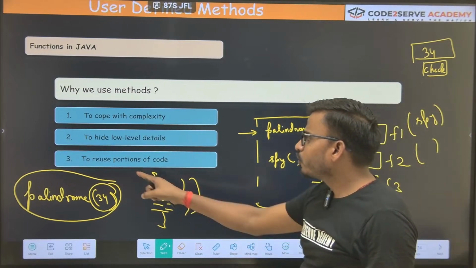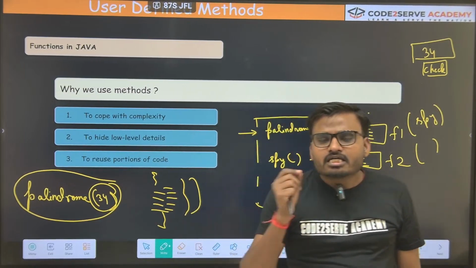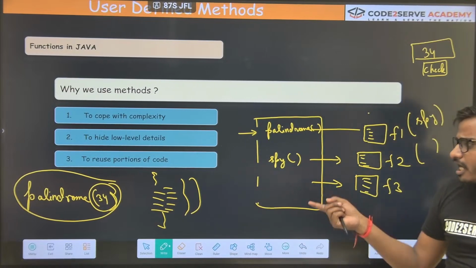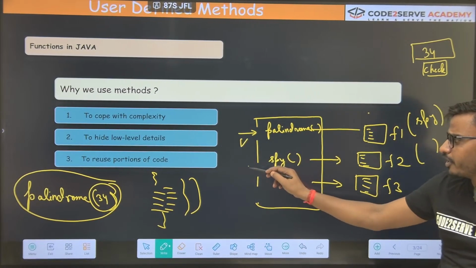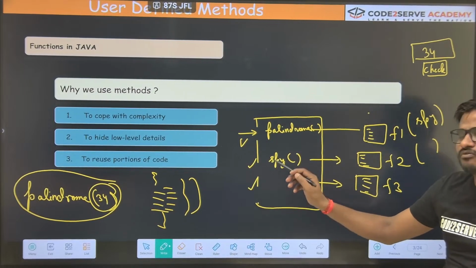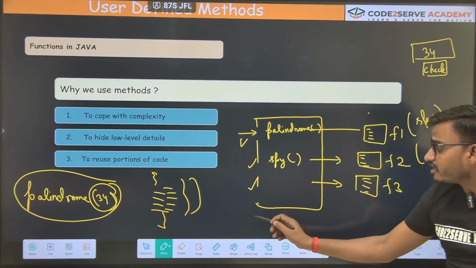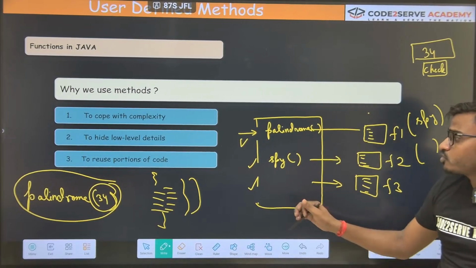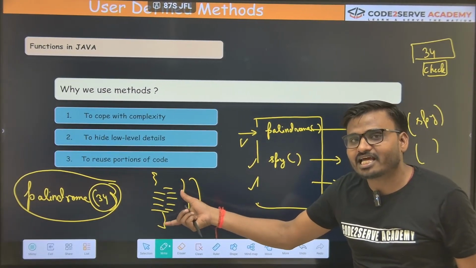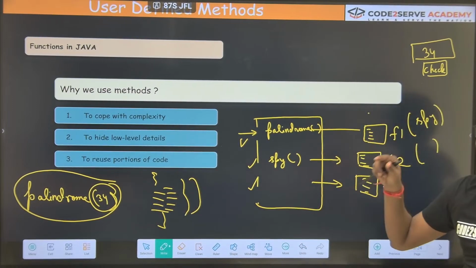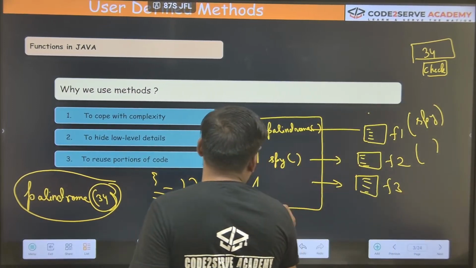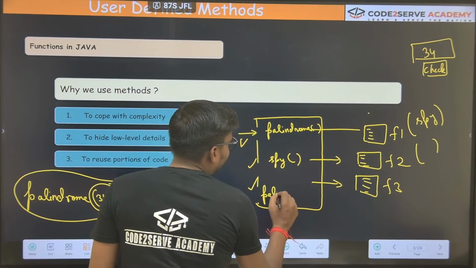Next, to reuse a portion of code. Suppose I tell you to find the palindrome number 10 times. Here you wrote palindrome, here you wrote spy. Suppose I tell you to find the Fibonacci series, and then again I tell you to find palindrome. So you are not going to write 10 lines of code again. You are just going to call this function again. So here you will write palindrome again.